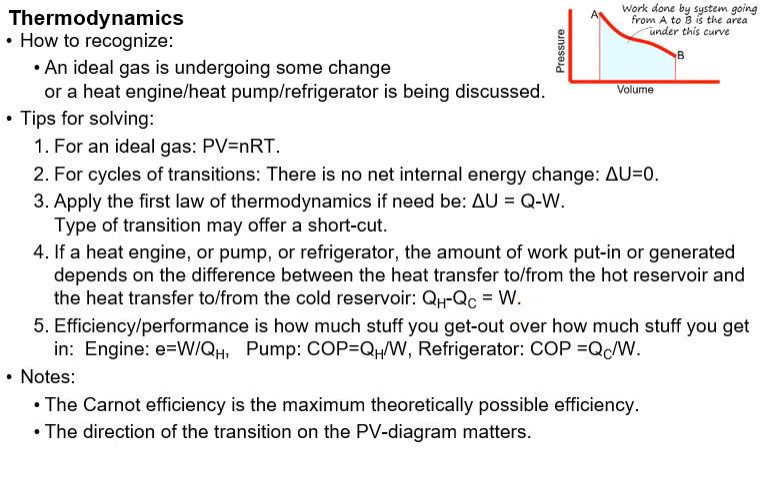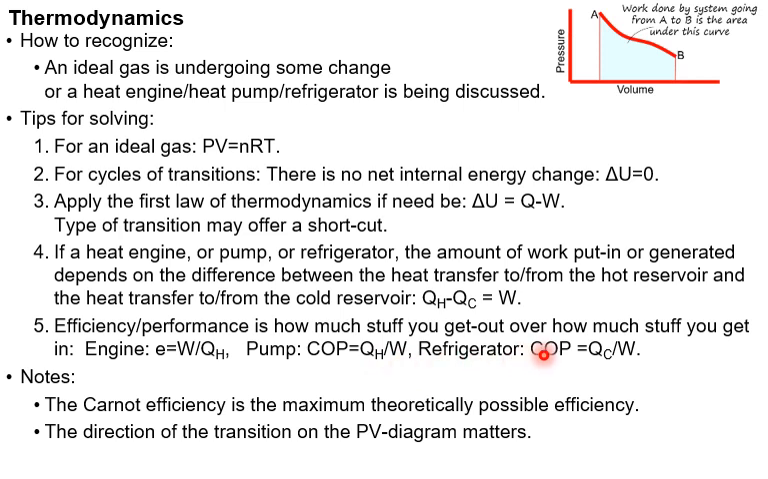You may need to know the efficiency of your object. That's just how much do you get out over how much stuff do you get in. And you have your different efficiencies listed here. They're different equations because, for instance, for an engine, what you want out is work. What you put in is heat from the hot reservoir to the cold. For a heat pump, there's a coefficient of performance. What you want out of the heat pump is Q sub H. You want heat. What you put in is work.